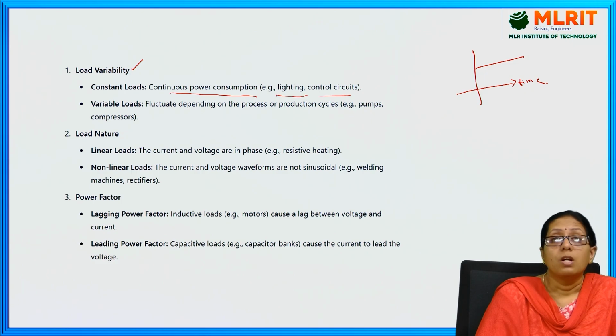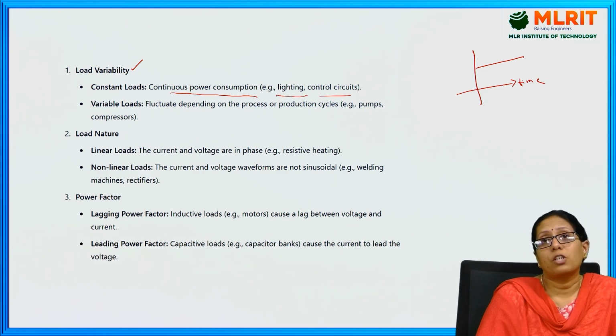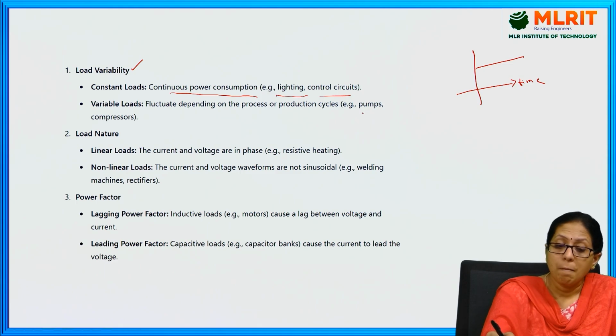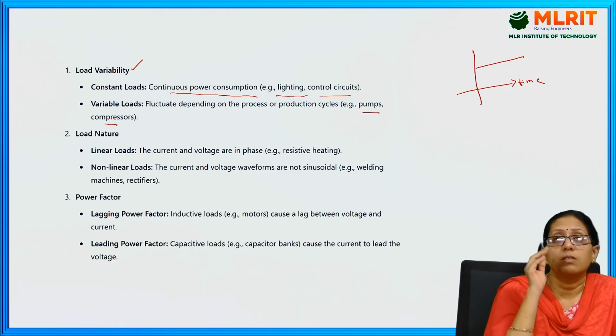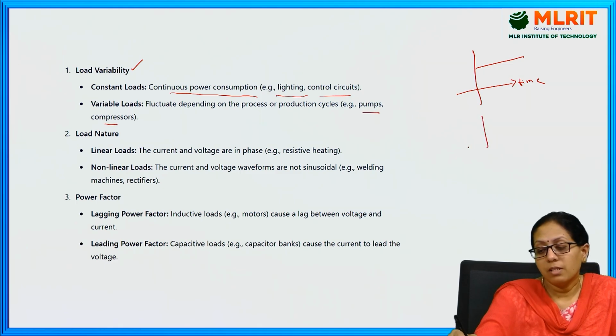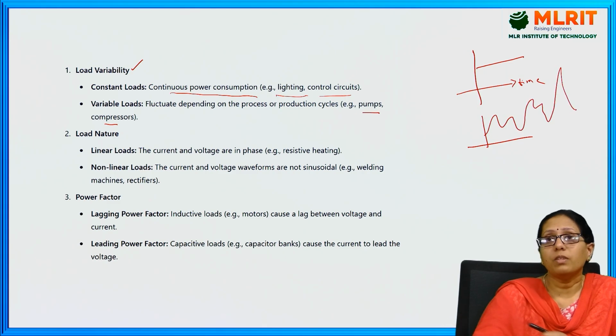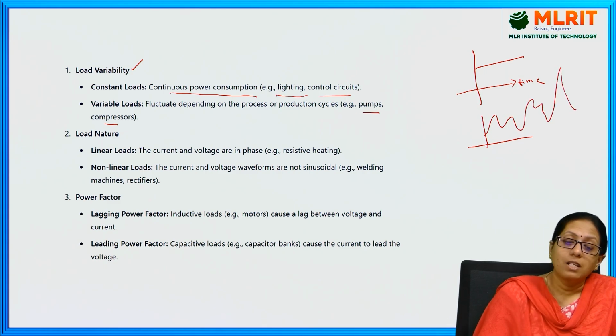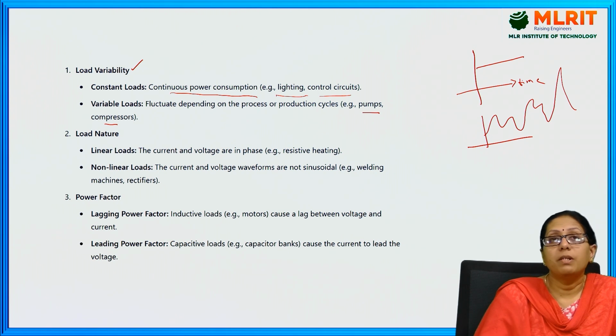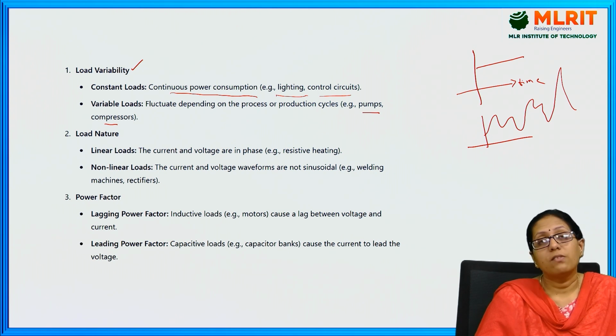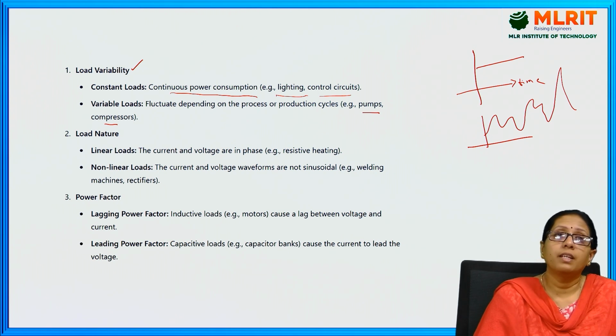Variable loads means fluctuate, depending upon the process of production cycles. Example, the pumps and compressors. The pumps and compressors, the load may be varying. It is not fixed. So the load variability will be there. Constant loads as well as variable loads will be there in the industries. The second one is load nature. What is the nature of the load?